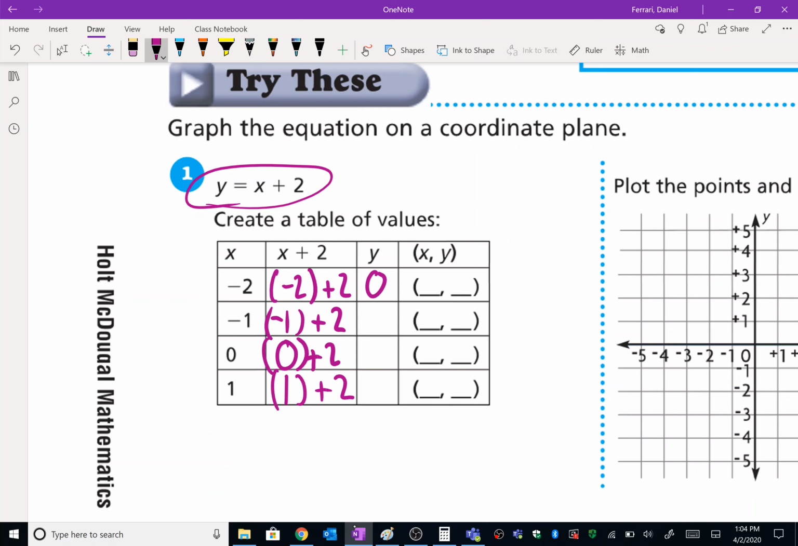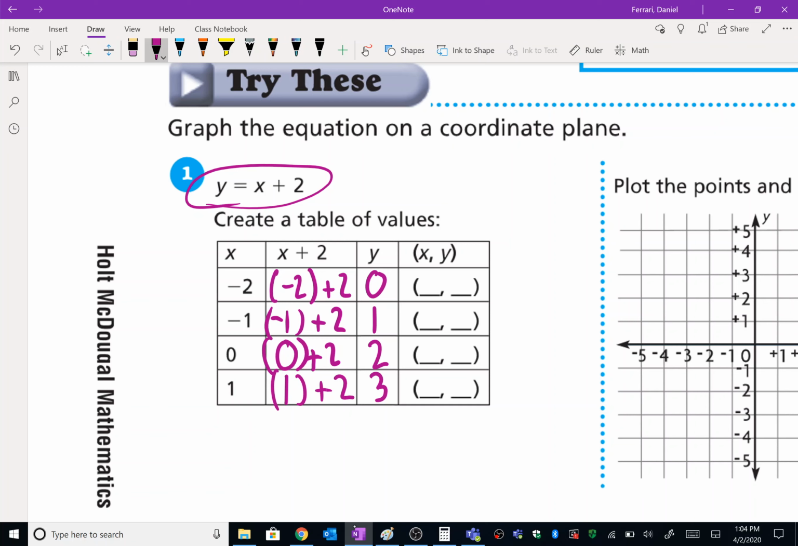Negative 1 plus positive 2, well, there's more positives than negatives there, so that means I'm going to end up with a positive answer, and 2 minus 1 is 1. Obviously, we know what 0 plus 2 is. That's 2. And 1 plus 2, that's another one we've done for a long time. We know that that is 3. Okay? So at this point, we've done the hard work. And even this one really wasn't that bad.